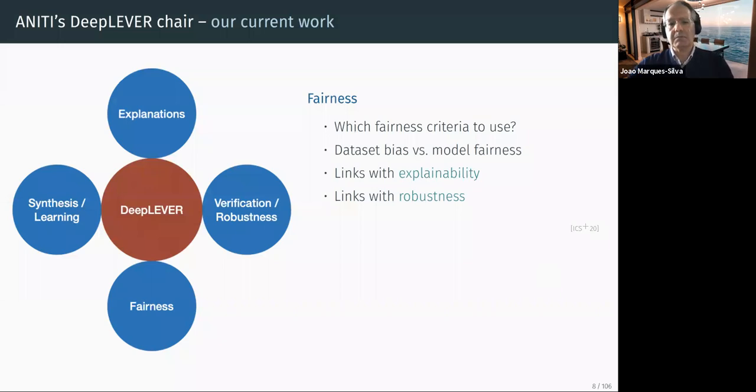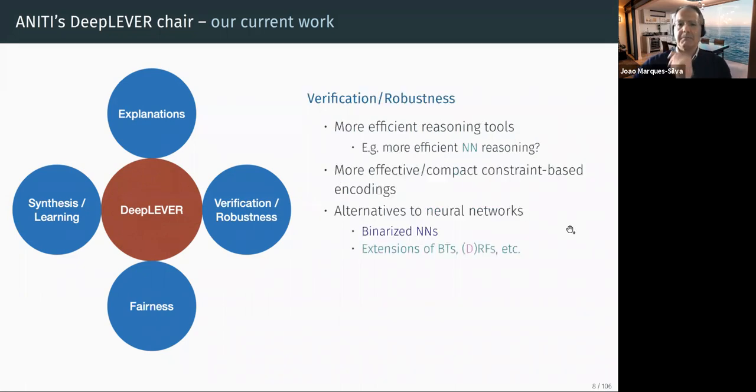And another topic we started working on is fairness. So it's a fundamentally important topic. And I'm going to talk a little bit about this. So which fairness criteria to use, what is bias in the data set, when is a model fair, and then I'll show very nice connections, at least in the talk, links with explainability. Robustness is in the paper, which I mentioned here, but I'll show some links with explainability.